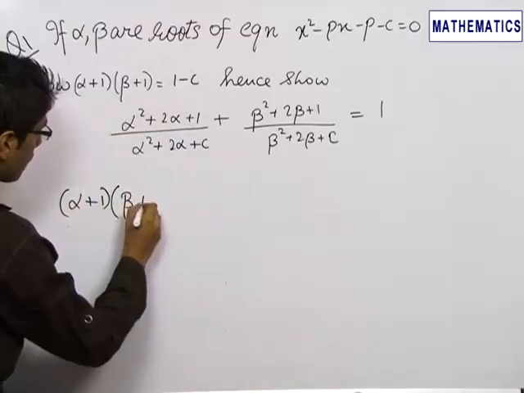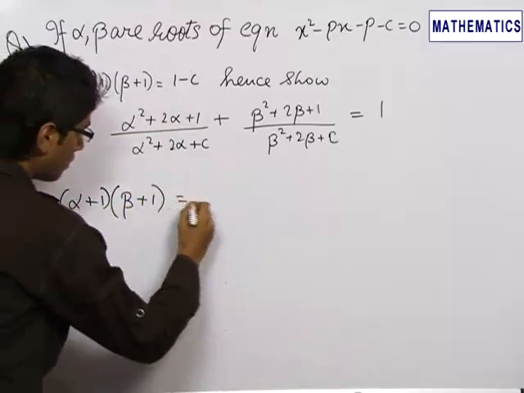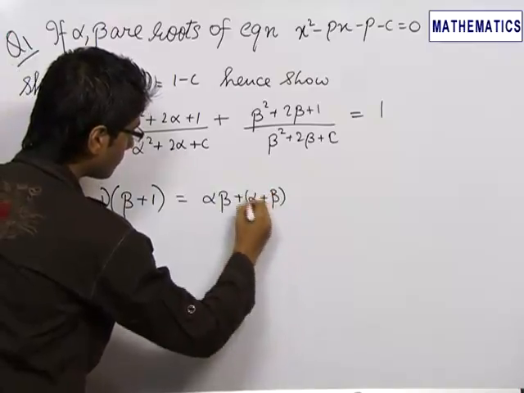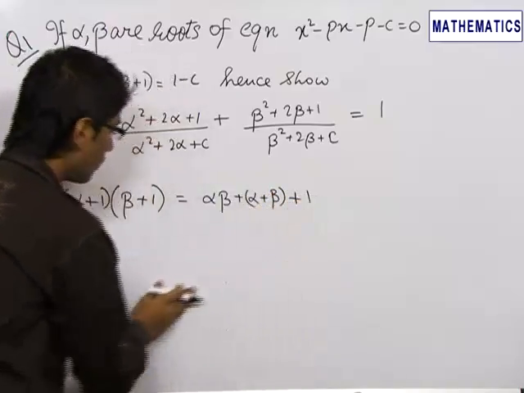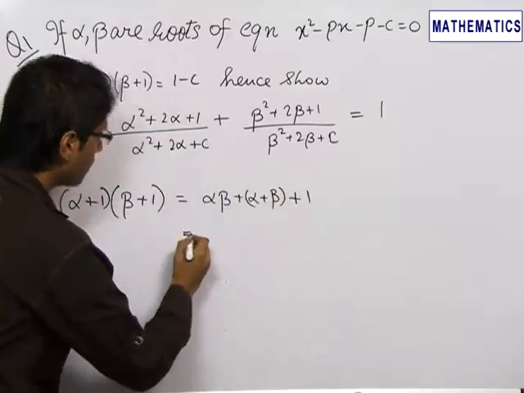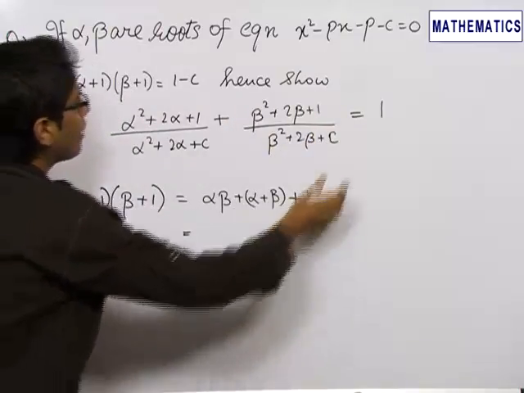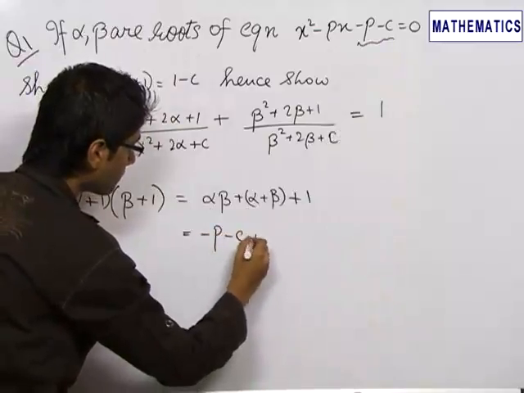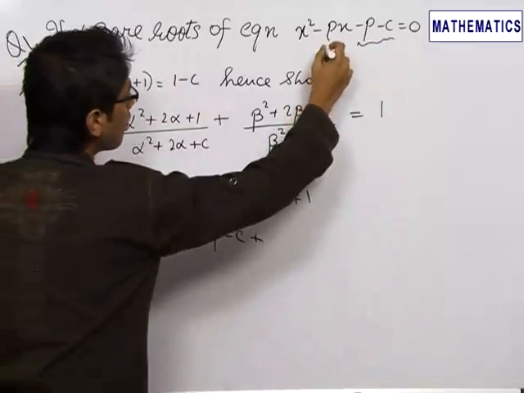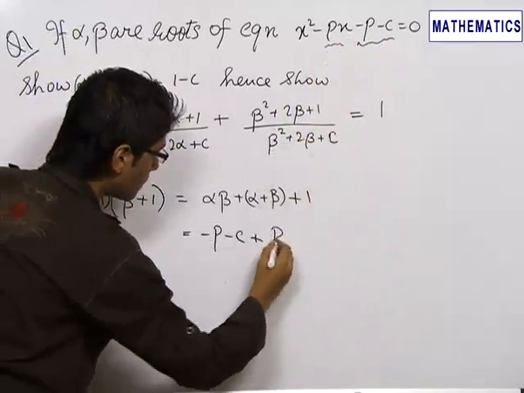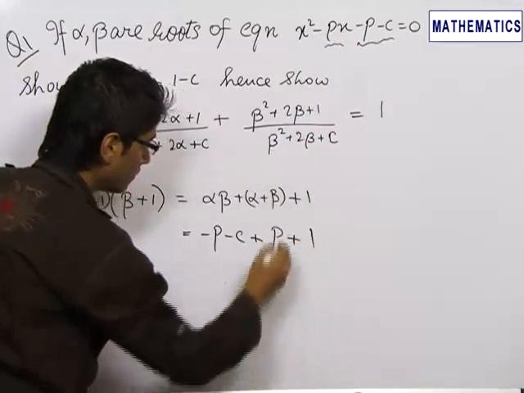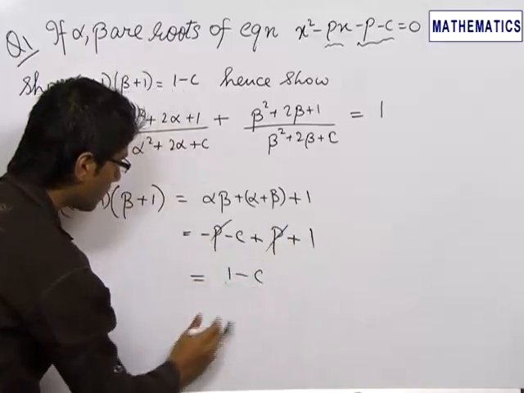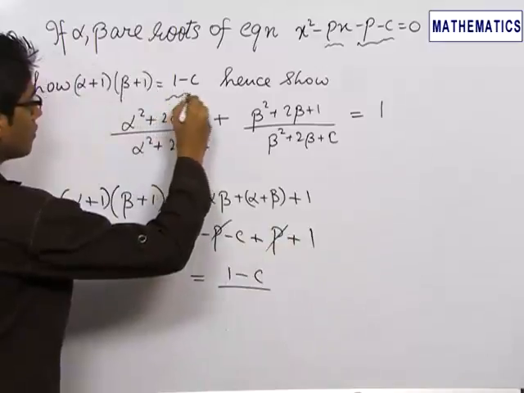We just need to show that (alpha plus 1)(beta plus 1) will be equal to alpha beta plus alpha plus beta plus 1. We need to find the value of this term. Now we know that alpha beta equals the product of the roots, which is equal to minus p minus c. Alpha plus beta is the sum of the roots, which is equal to plus p, and plus 1. So this p and p get cancelled out, and hence we get the value of (alpha plus 1)(beta plus 1) as 1 minus c, which we needed to prove.